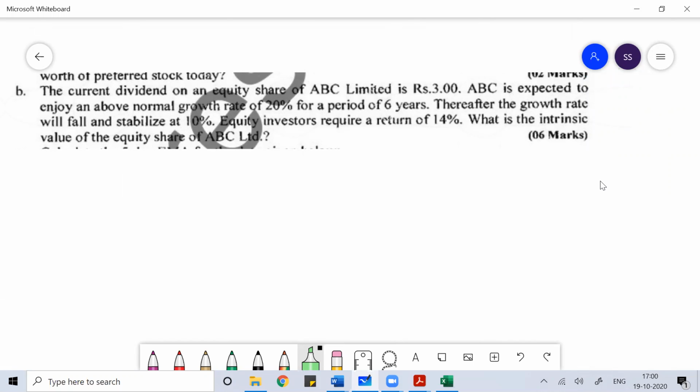So the current dividend on an equity share of ABC Limited is 3 rupees. Be careful on this word. Read this word again, very careful. Is this current dividend or next year dividend? Be very careful. So the current dividend is 3 rupees.